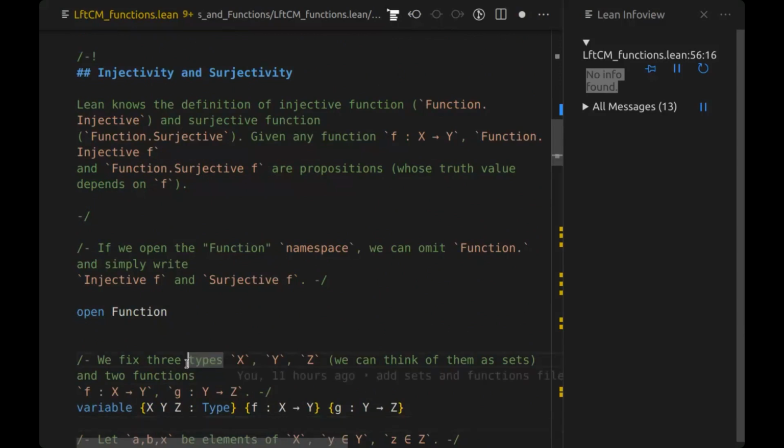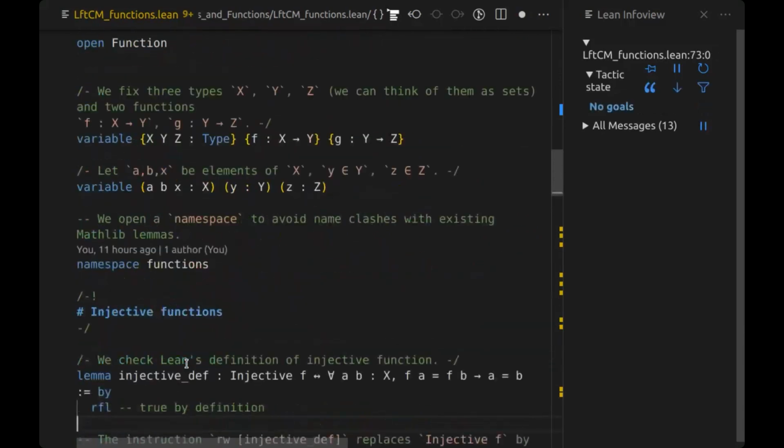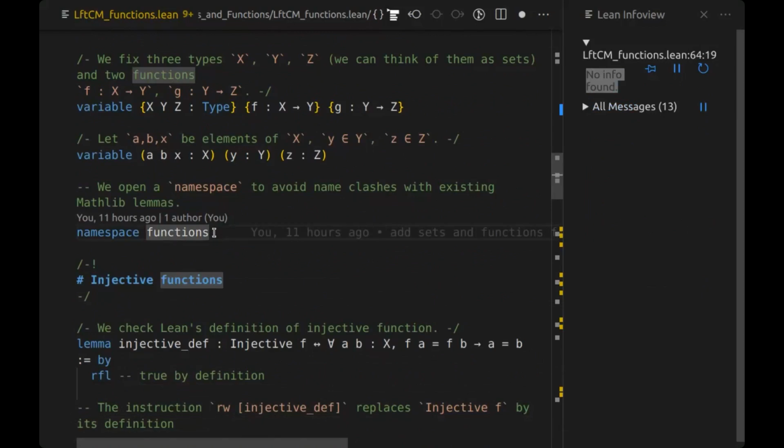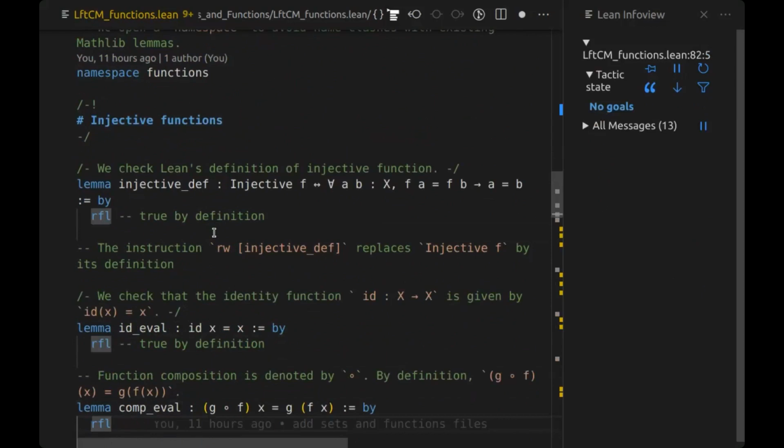Okay, so as before, we have three types, x, y, z, a function f from x to y, a function g from y to z, and I also fix some elements of these sets. Since some of the lemmas that I wrote below are already done in the Mathlib library or in Lean, I want to open another namespace just to avoid any name conflicts. So that's what I'm doing here. And then we are going to check how Injective is defined in Lean.